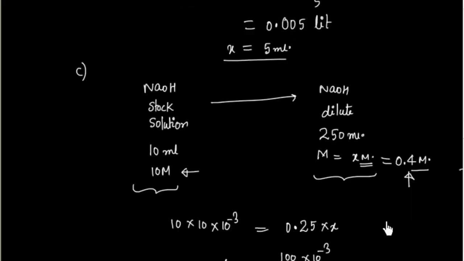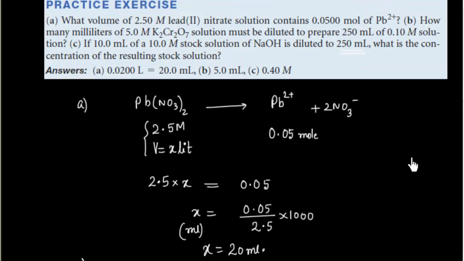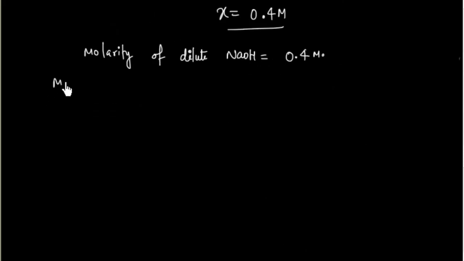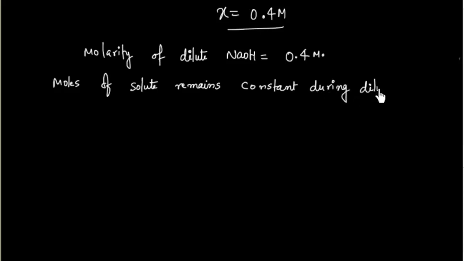So in this practice exercise, we have discussed how to solve problems related to dilution. You have been given one concentration, and you have been given another concentration. For those two concentrations you have to equate the number of moles, that is, moles remain constant in dilution. So the only important point we have here is that moles of solute remain constant during dilution.